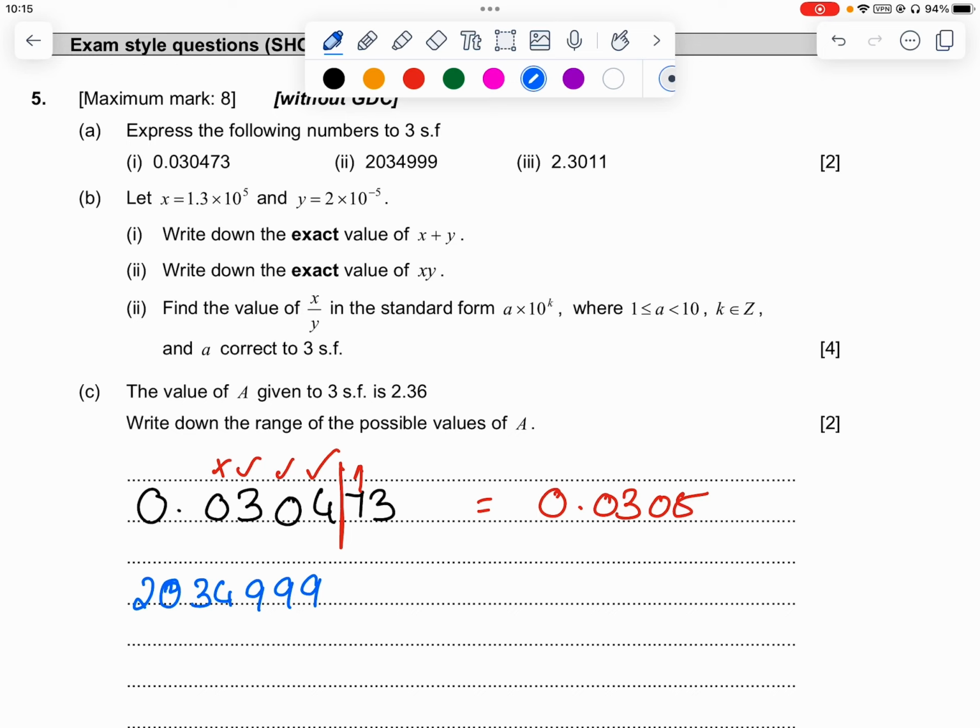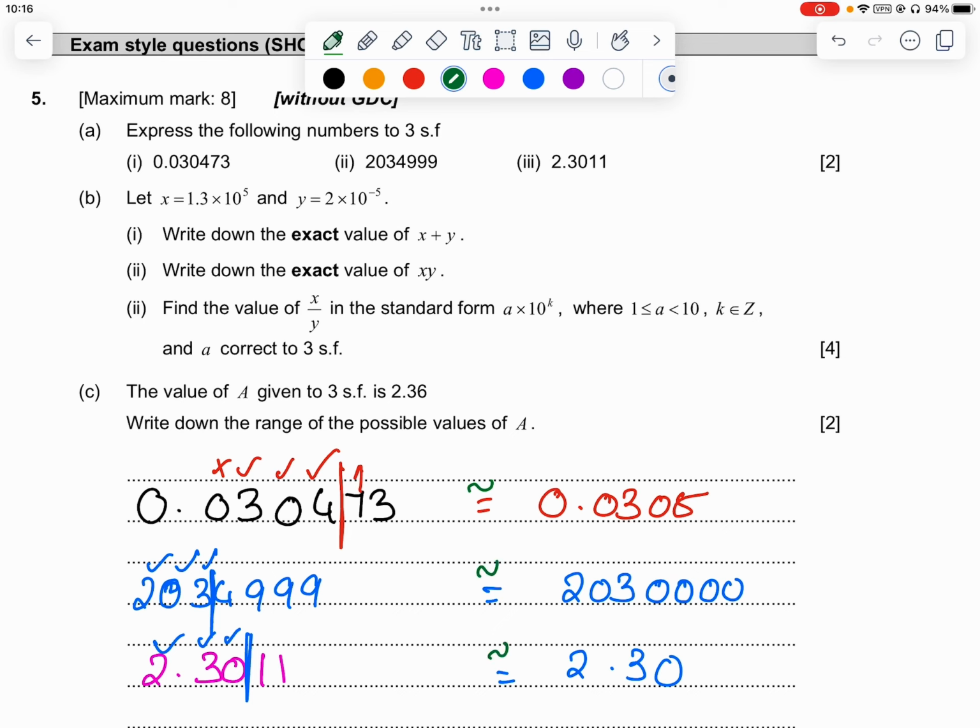The next one, 2034999. To three significant figures. So 1, 2, 3. So draw a line, it is less than 5, so therefore it is 203,000. Then next one is 2.3011. So 1, 2, 3. Draw a line over there, it becomes 2.30. And these are all approximately equal to.